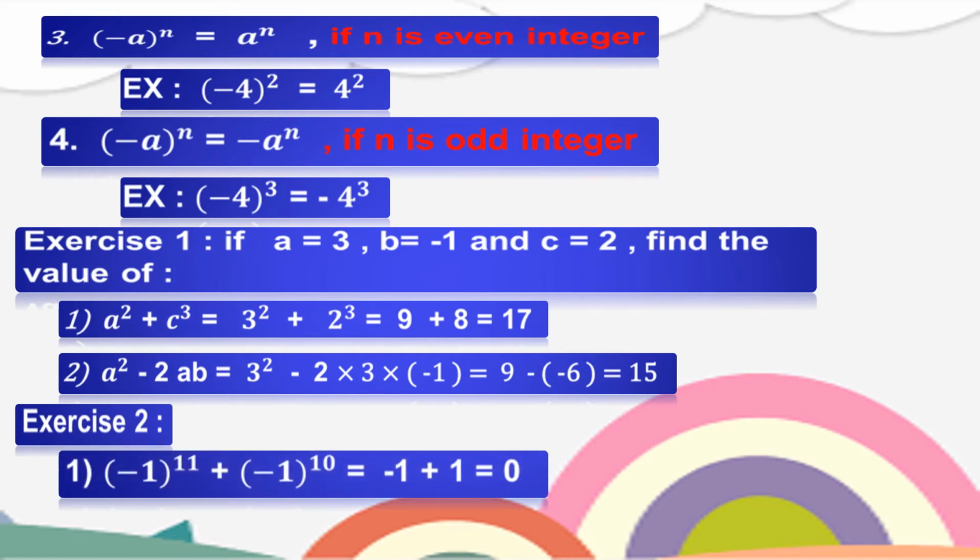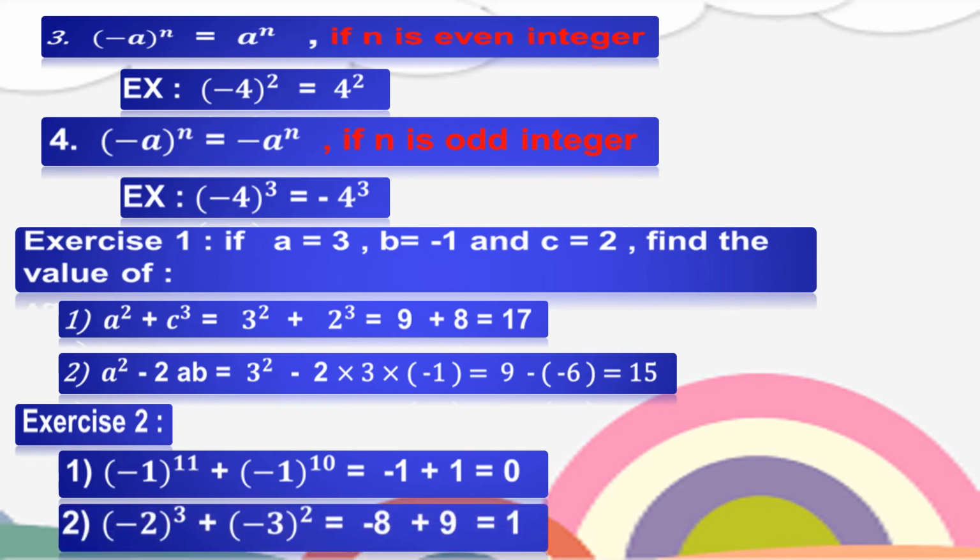Exercise 2. Number 1. Negative 1 all to the power 11 plus negative 1 all to the power 10. The first one, the power is an odd number. So what do I do? If the power is an odd number, the negative stays with me. So negative 1 to the power 11 equals negative 1. And negative 1 to the power 10, 10 is an even number, so the even power removes the negative, so it equals 1. So I have negative 1 plus 1 equals 0.